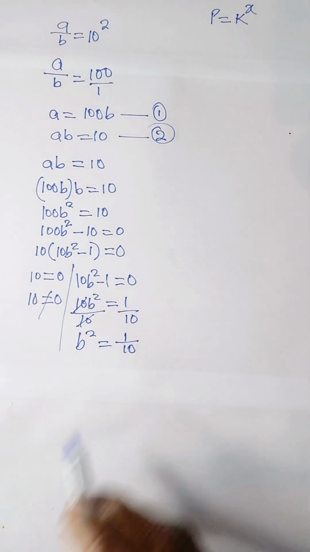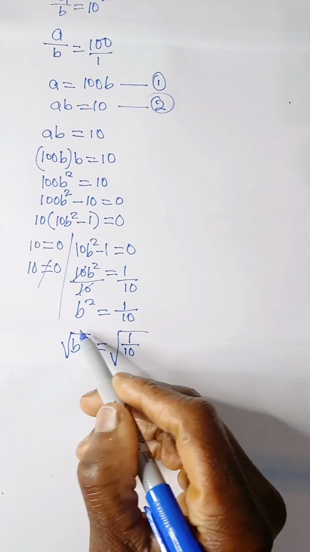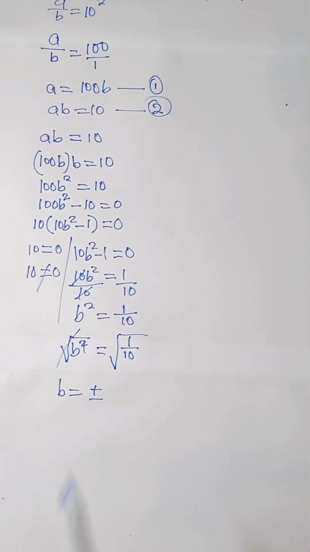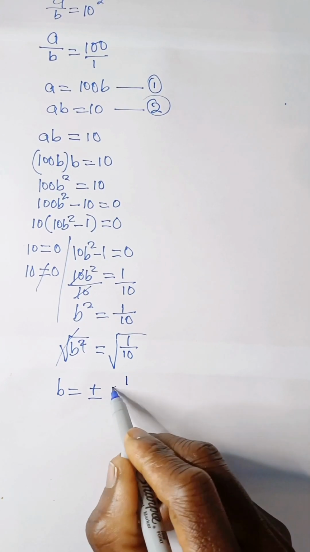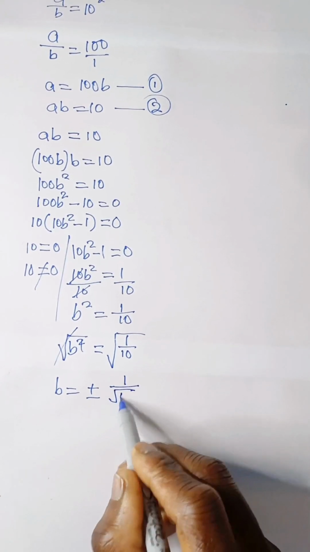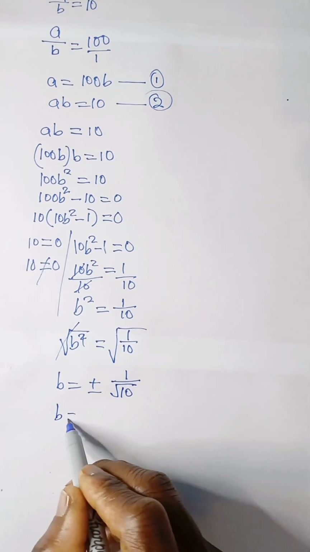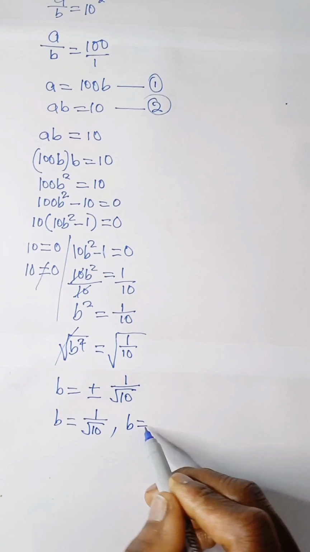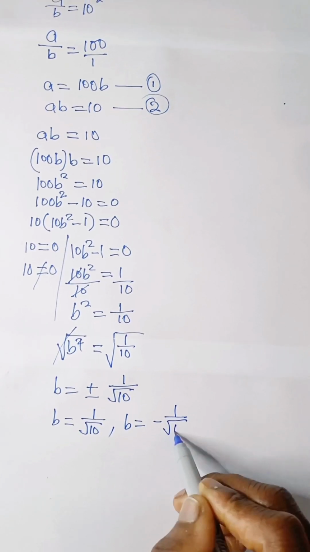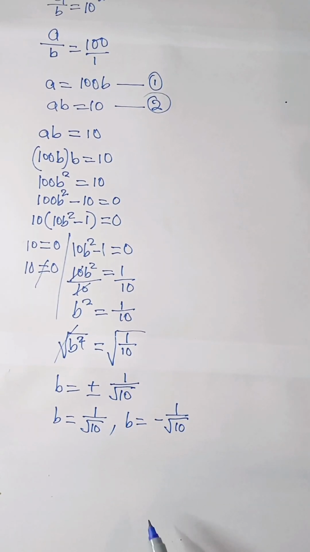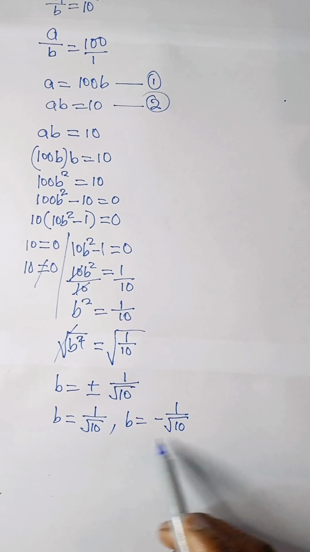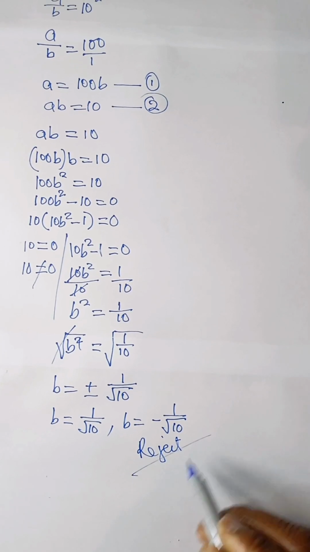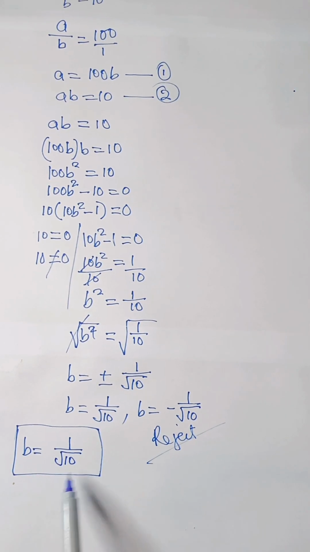Now let us take the square root of both sides of the equation. This square will cancel the square root radical. We have that b is equal to plus minus the square root of 1, which is going to give us 1, over the square root of 10. We have that b is equal to 1 divided by the square root of 10, and b is equal to minus 1 divided by the square root of 10. As we said earlier, we cannot have a negative log, so b cannot be negative. So we will reject this. So the value of b is 1 divided by the square root of 10.